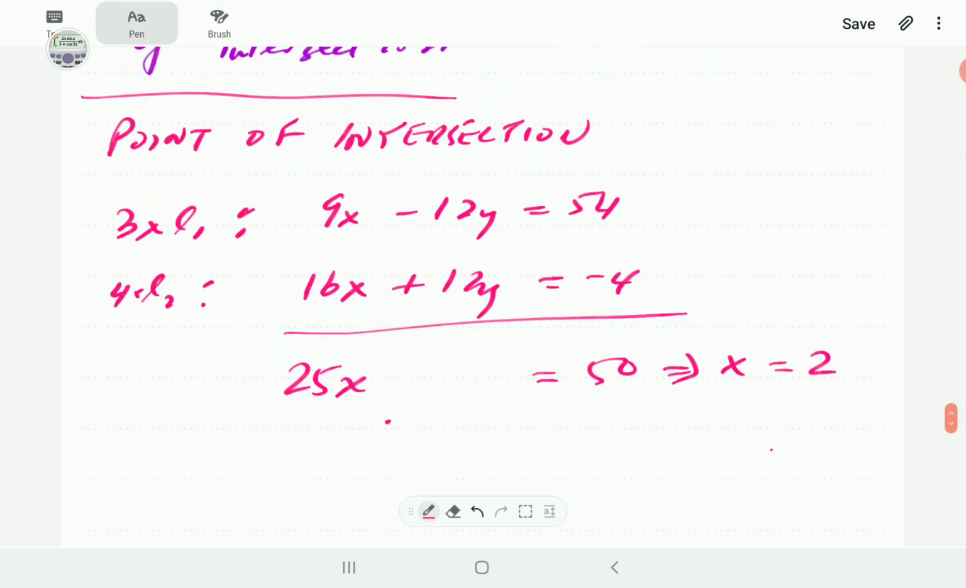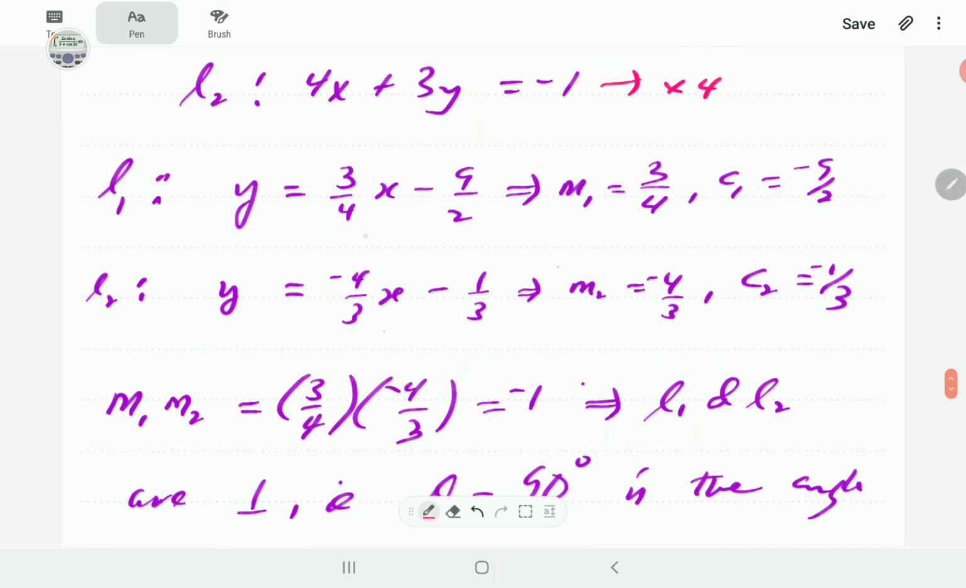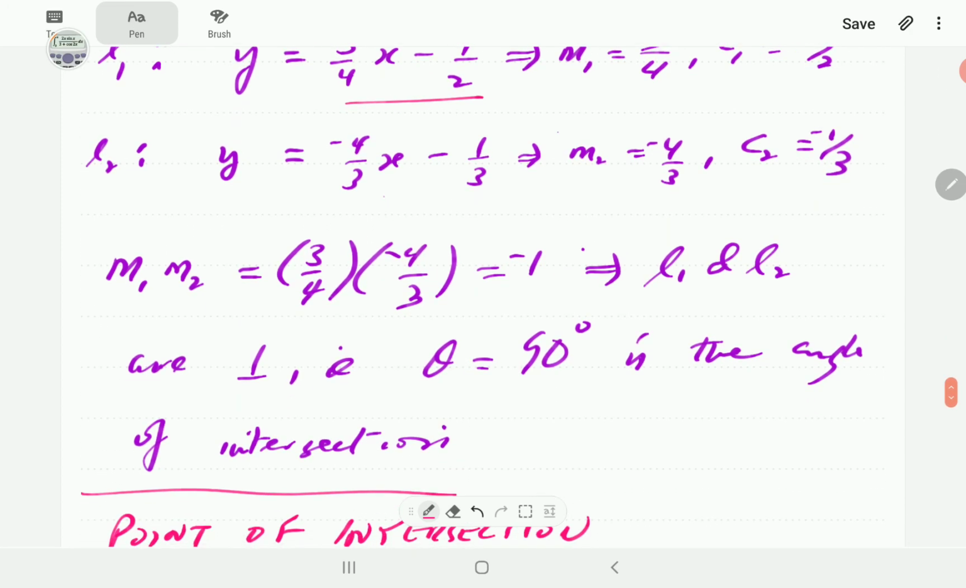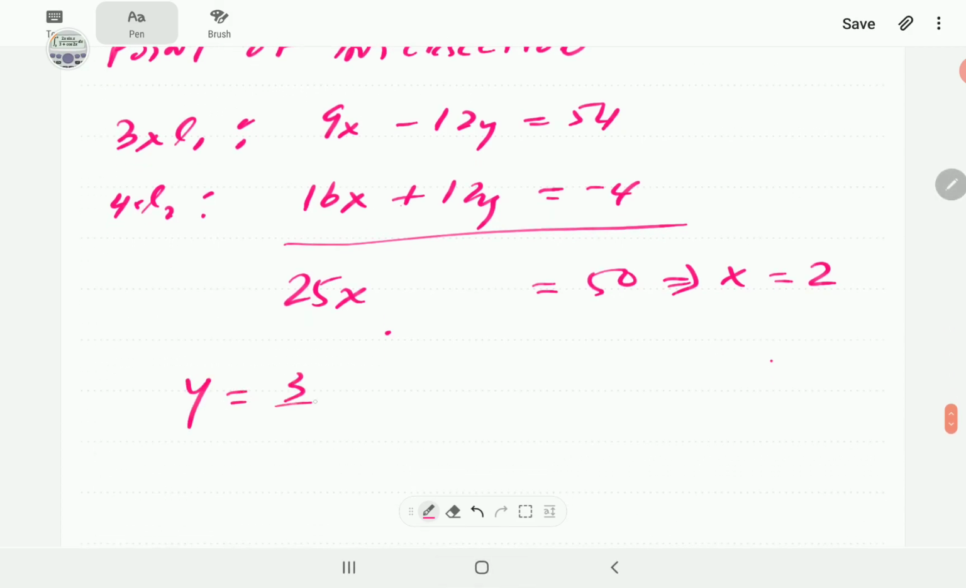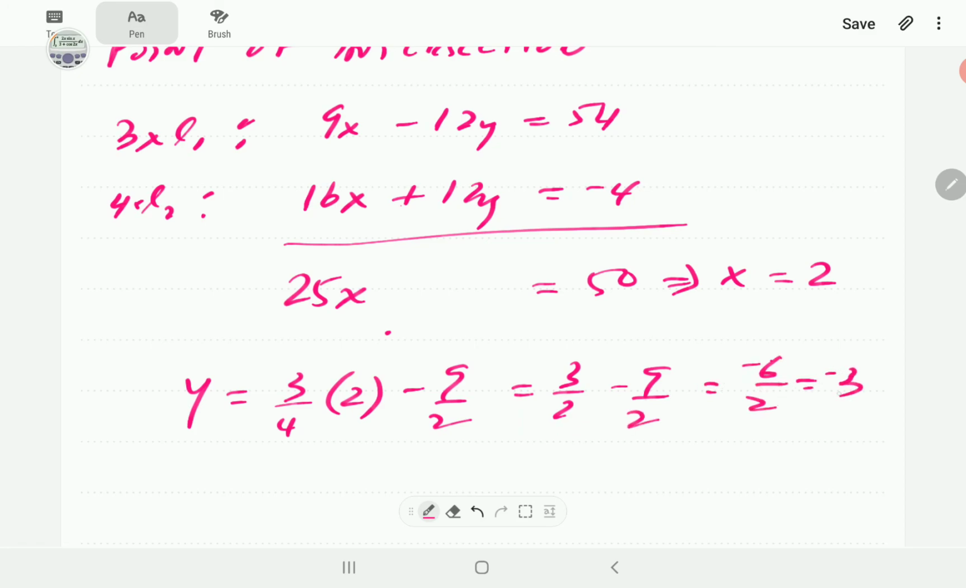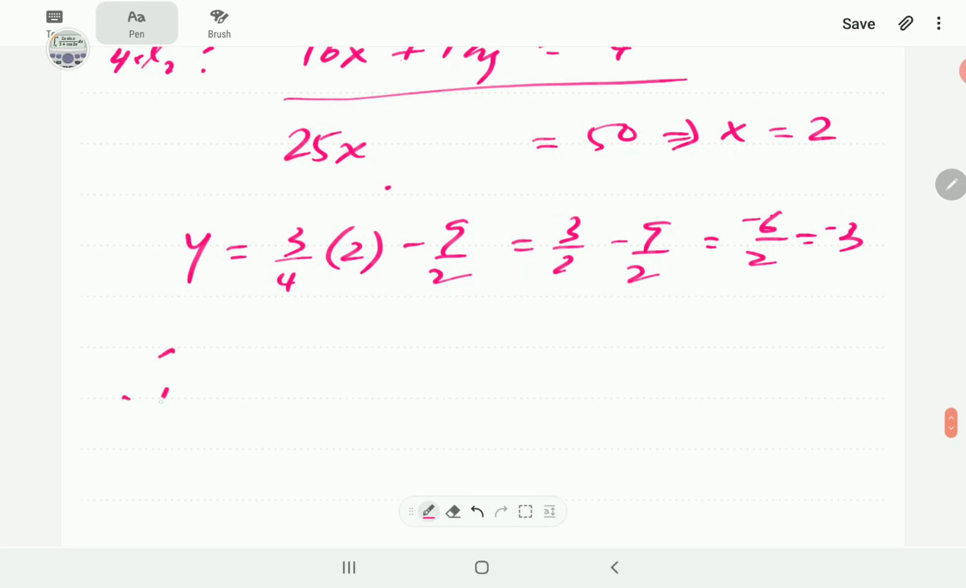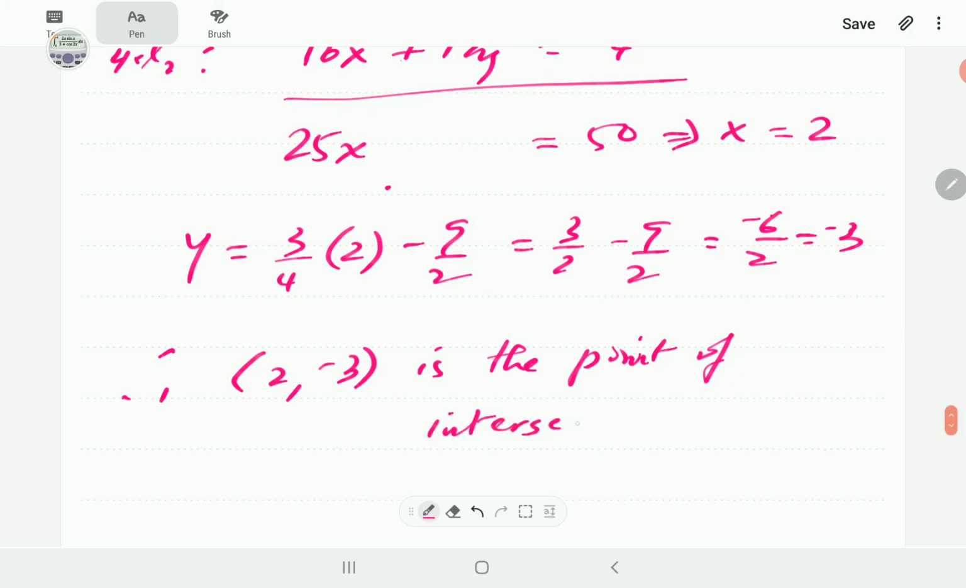Then we plug this into any of the y equations, could plug it here, for instance. So remember, x is 2. So y is going to be 3 over 4 times 2 minus 9 over 2, which is 3 over 2 minus 9 over 2, which is minus 6 over 2. So y is going to be minus 3. So (2, -3) is going to be the point of intersection.